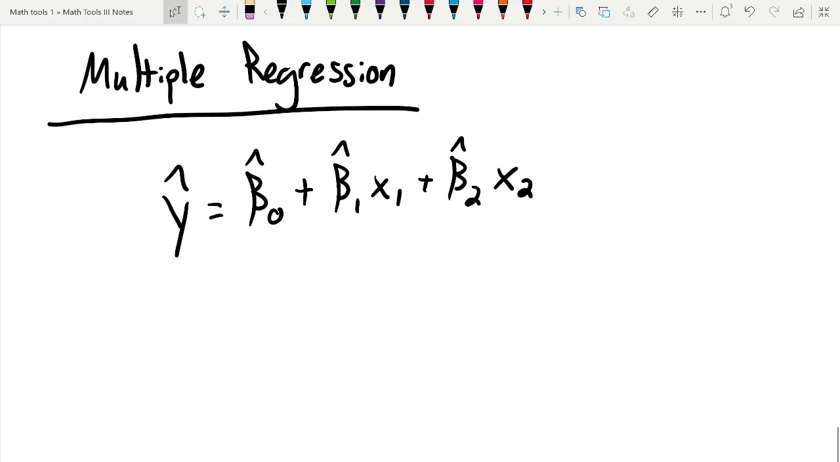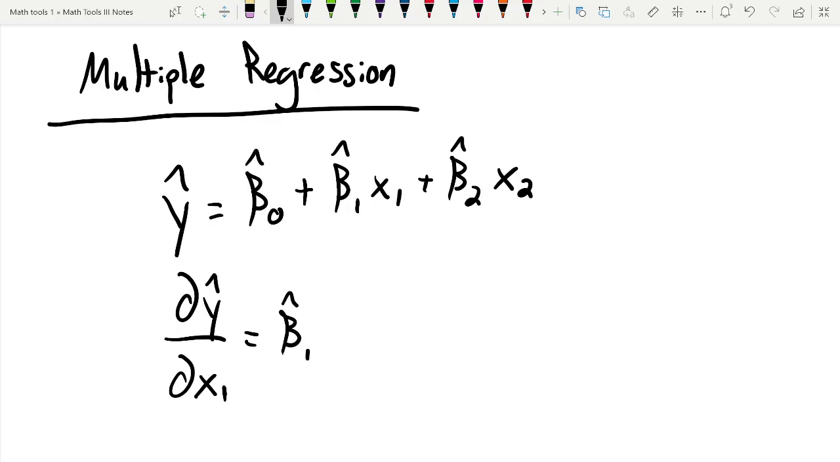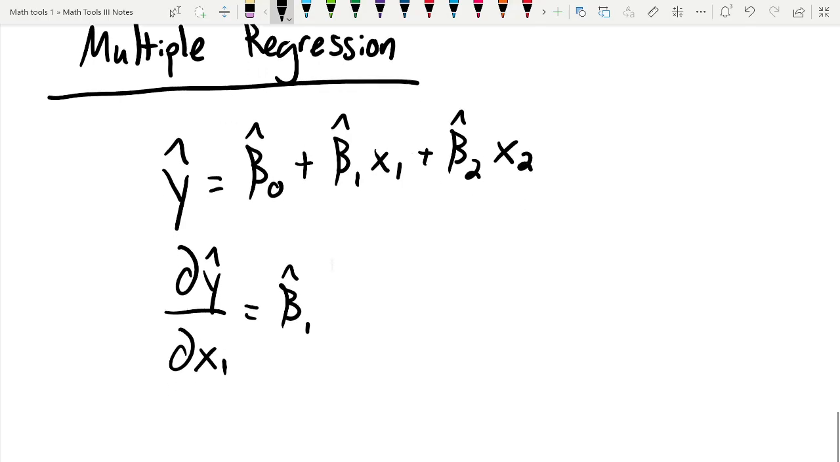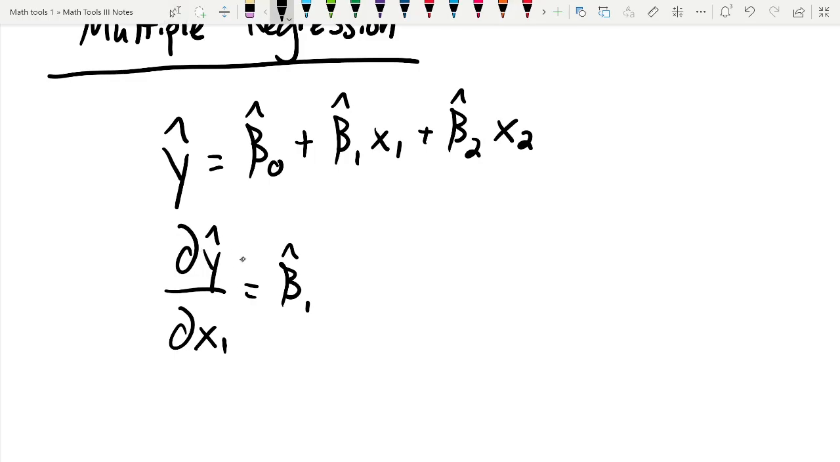So if we look at the partial derivative of y hat with respect to, say, x1, this part is just a constant, so that would be 0. Here, we would take the derivative of this, we would just get the coefficient in front of there, beta 1 hat. And then here, we're treating this as constant, so we get 0. So this tells us that beta 1 hat represents the amount that y hat changes with respect to x1. Okay. So basically exactly what we would expect.